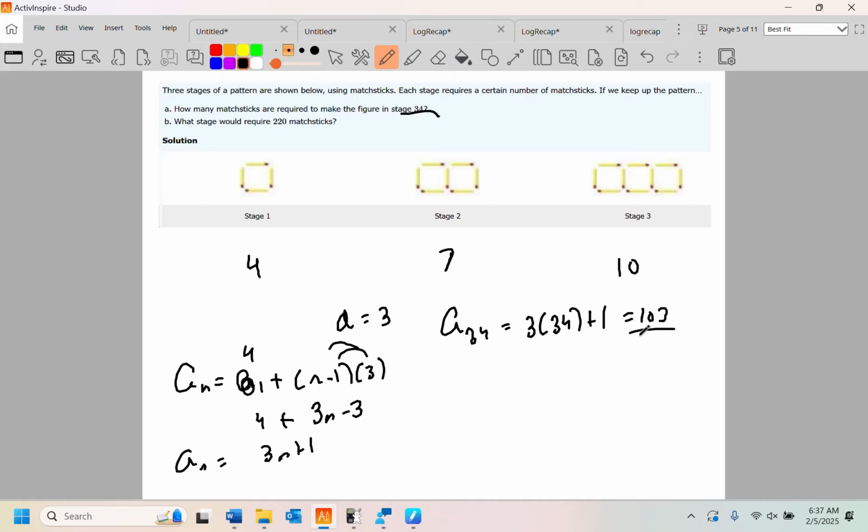What stage requires 220? Well, this is an output. This is a goal, okay? That's going to be on the other side. We're trying to figure out what stage it is. So 220 equals 3n plus 1. Subtract 1, you get 219. And what's that going to be? That is going to be 73. So the 73rd stage requires 220 matchsticks.